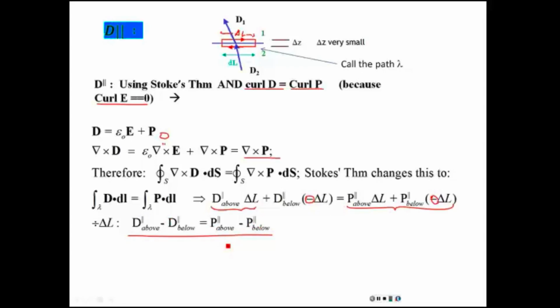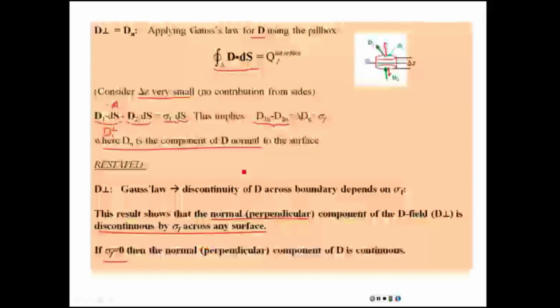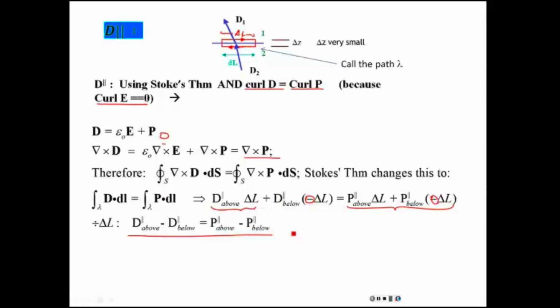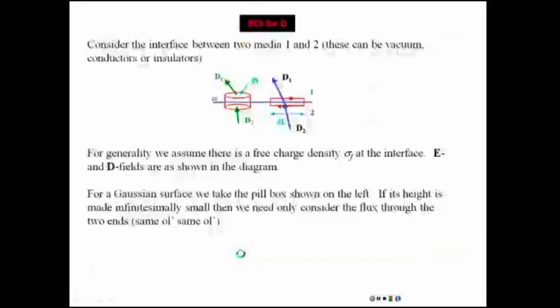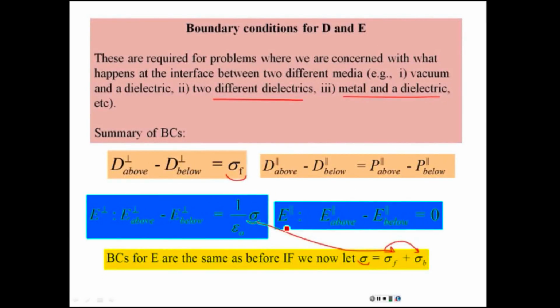We've derived the two sets of boundary conditions. This is the parallel version, and then here's the normal component version. We've already said for the E vector, the E field, we have the same boundary conditions that we had before, which were this equation here and this equation here, as long as we replace this with the sum of the free charge density and the bound charge density on the surface.